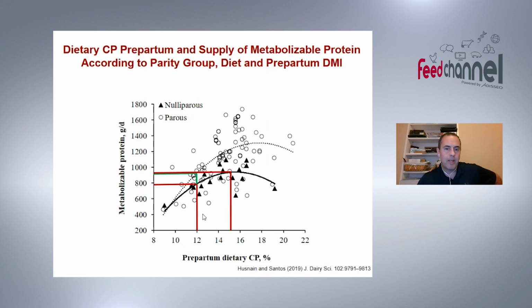And the reason is quite simple. Cows eat more than heifers, and by simply eating more, there will be more microbial growth. There will be more undegradable protein that gets to the small intestine. So the supply of metabolizable amino acids goes up just because of the differences in intake.